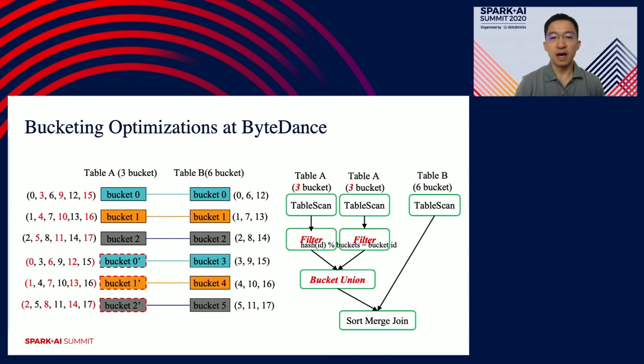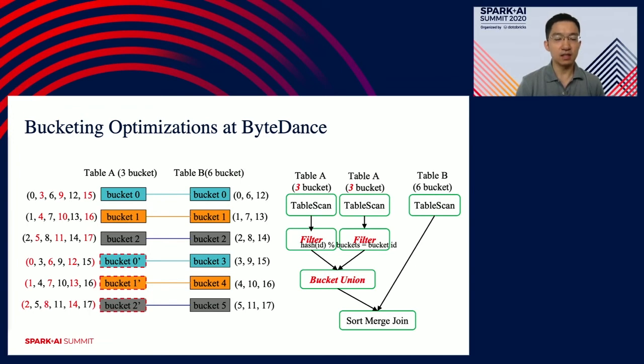We dynamically add a filter to resolve these problems. For example, the filter will be like this: hash the join ID and then mod the number of buckets, and we need to ensure that the result is the same as the bucket ID.